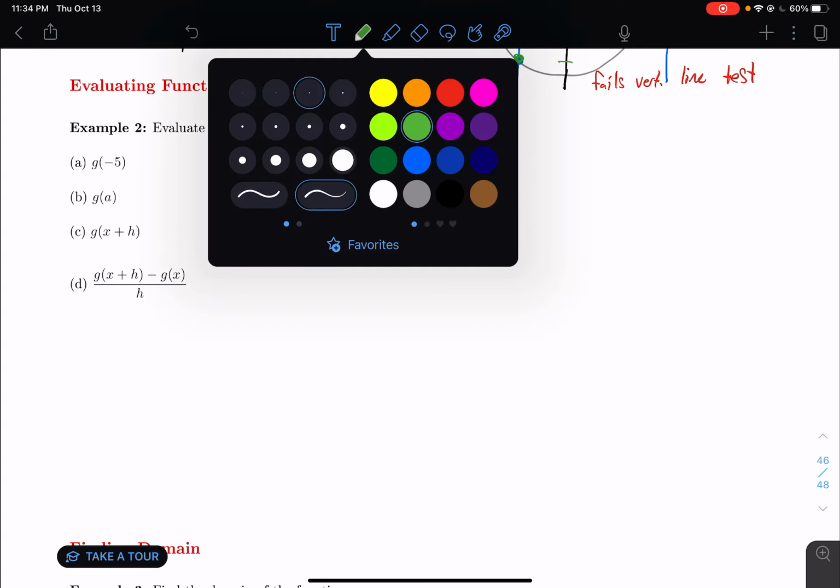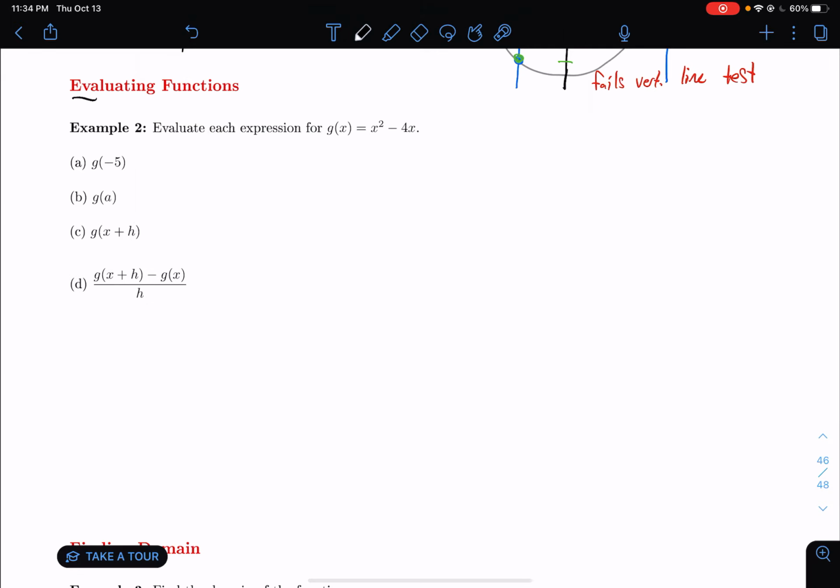In this video, we'll talk about evaluating functions, how we evaluate functions. Okay, so I'm going to get into an example right away, which says evaluate each expression for the function g of x equals x squared minus 4x. All right, so part A says do g of -5.